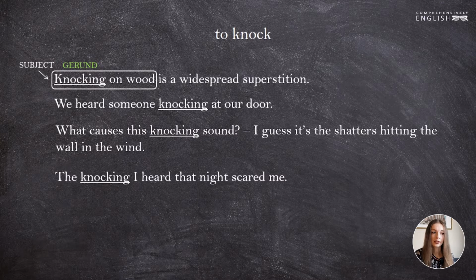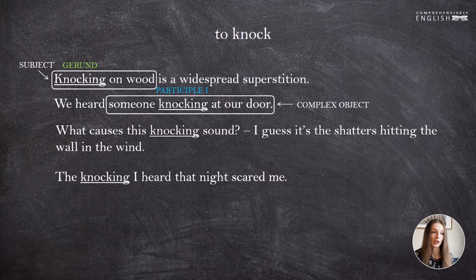In the second case, knocking at our door is participle I. Why? Because it is a part of a complex object, someone knocking at our door. We know participle I can be a part of a complex object. We heard someone knocking at our door. The third sentence, what causes this knocking sound? Knocking is participle I because it functions as an adjective that modifies the noun sound. What kind of sound?